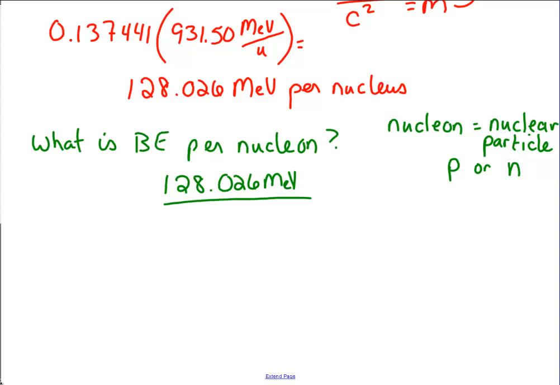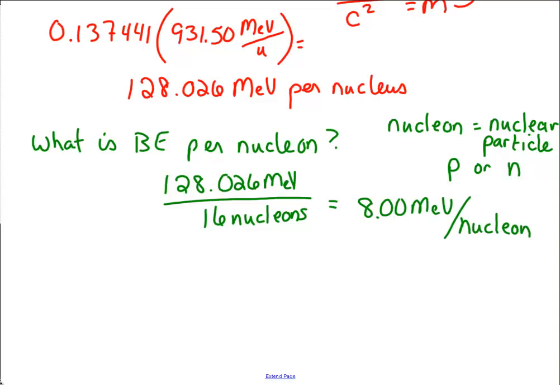I'm dealing with oxygen 16. There's 16 particles because it has a mass of 16. So I have 16 nucleons here. And so that will now get me the binding energy per nucleon for my oxygen 16 isotope. And what I find is I have 8 MeV per nucleon. One more time, the larger the binding energy per nucleon, the more stable the isotope.